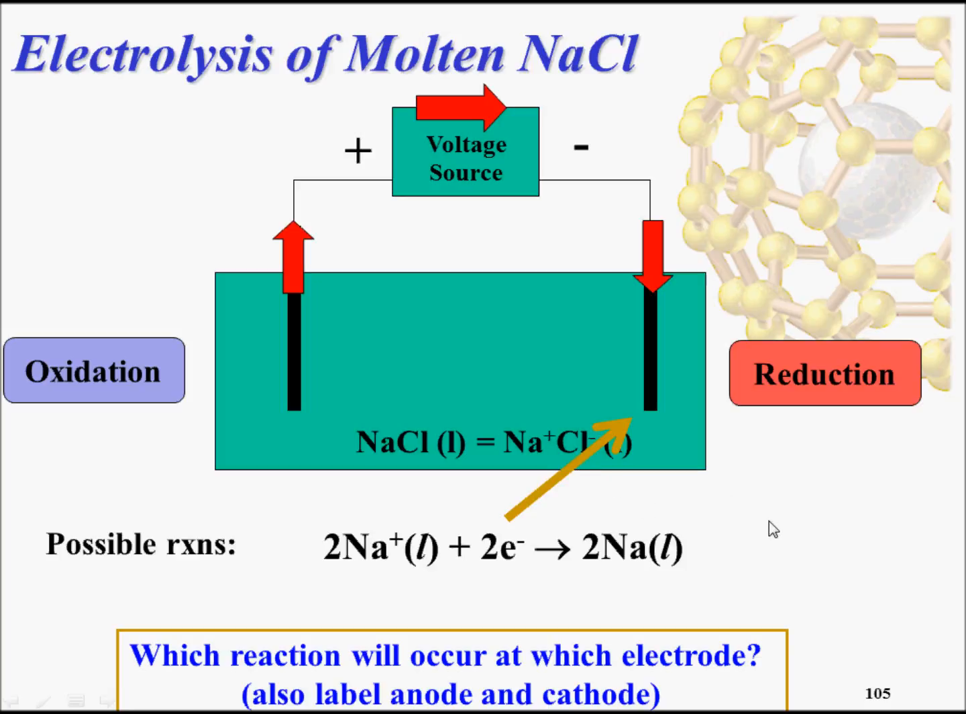Whereas the chloride ion that we have in here is negatively charged, so it has an extra electron already. That's going to be the one that's going to undergo oxidation most readily because it has that extra electron to get out. So that will be the reaction that will be happening on that particular electrode.